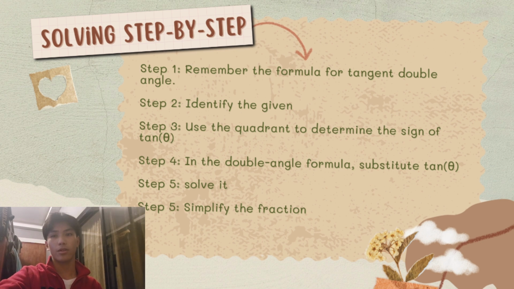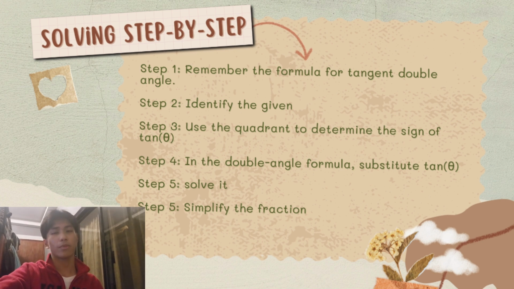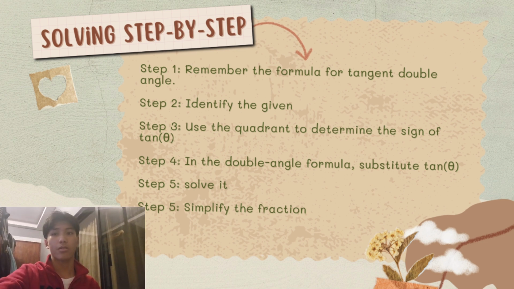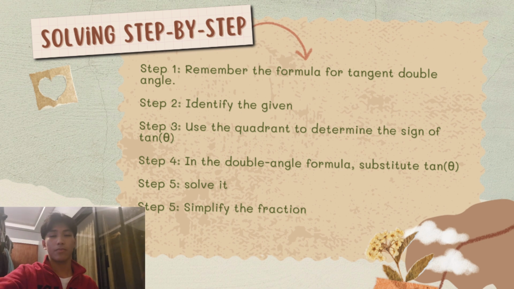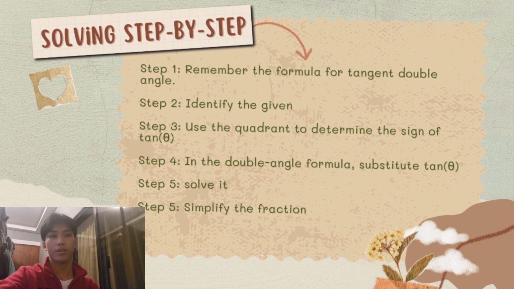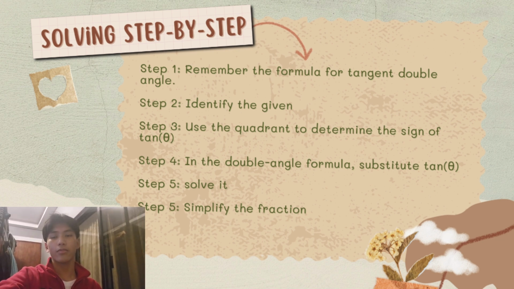Now for step 4, which is using the quadrant to assign the proper sign to tangent theta. What I mean by signs here is positive and negative signs. So properly assign the right sign to tangent theta by using the signs of sine theta and cosine theta. Now as for step 5, solving it: simplifying the necessary parts of the formula once all the necessary values are acquired. And for our last step, simplifying the fraction.